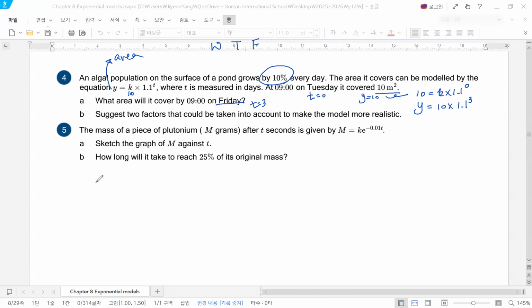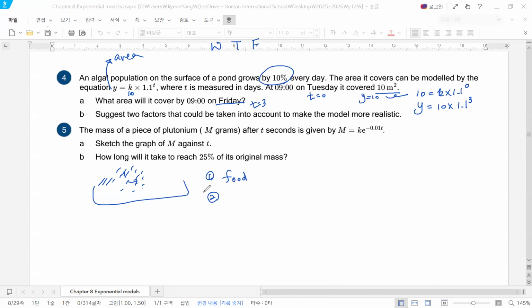On the pond, the area is going to be covered by the algal population more and more, right? You always need to consider environmental restrictions. The first one is food. As the population is growing, obviously the leftover food is not enough at some point, right? So that food will affect the model.